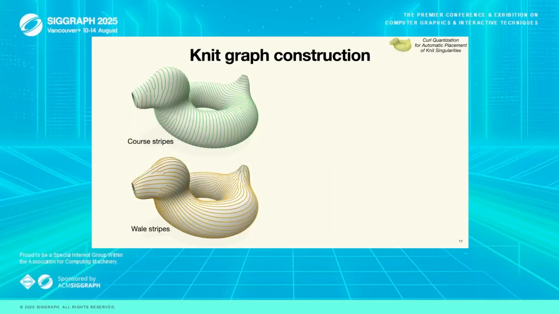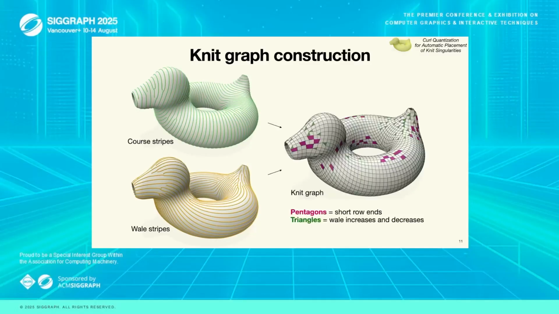So once we have these optimized stripe patterns for course and wale, we can intersect them into a knit graph, which is the quad-dominant mesh we're looking for. And so in here, we'll have the pink pentagons that correspond to short row ends, and the green triangles are wale increases and decreases. And by construction, this knit graph is guaranteed to be machine knittable.